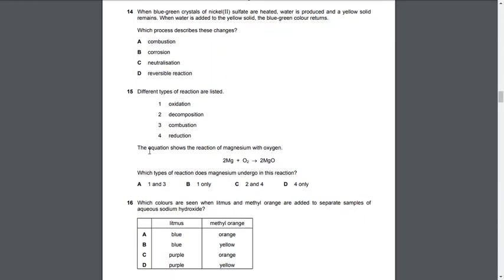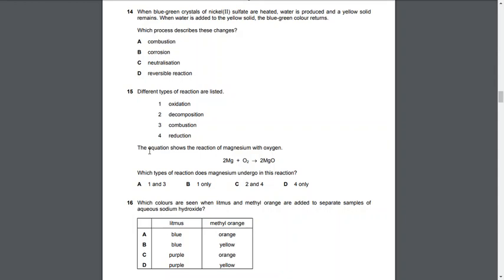Different types of reactions are listed: oxidation, decomposition, combustion, reduction. The equation shows the reaction of magnesium with oxygen. Which types of reaction does magnesium undergo in this reaction? First of all, we're going to look at the equation given: 2Mg + O2 → 2MgO.